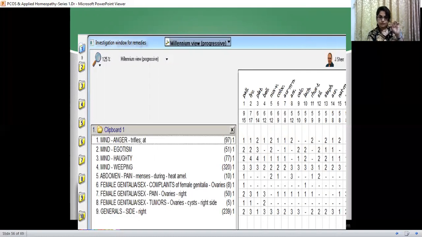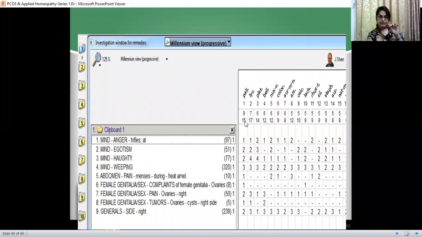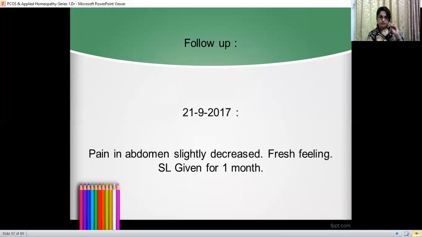A purely constitutional approach. So the final prescription was given as Palladium. Palladium was selected on the totality, not because it came first, but I compared Palladium, Lycopodium, and Platinum. So Palladium 30 single dose in water potency. I use water potency. I don't use dry form. Palladium 30 single dose in water potency was given.